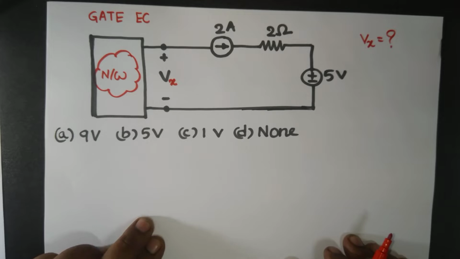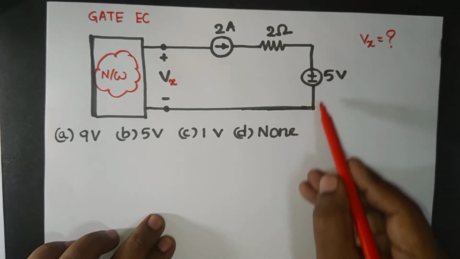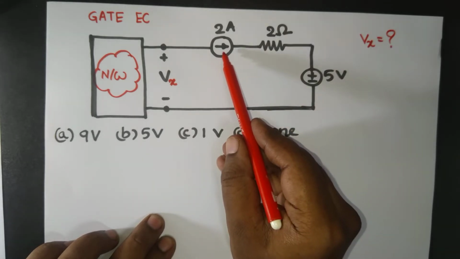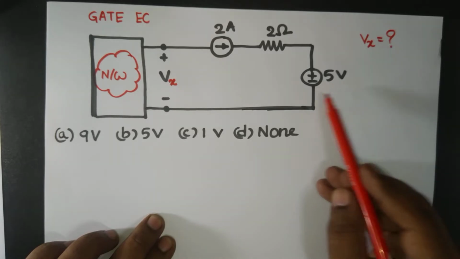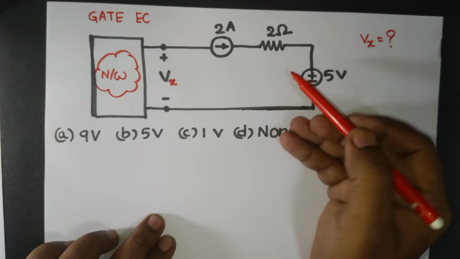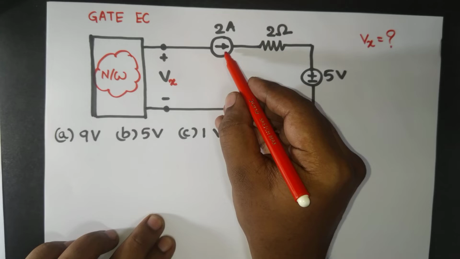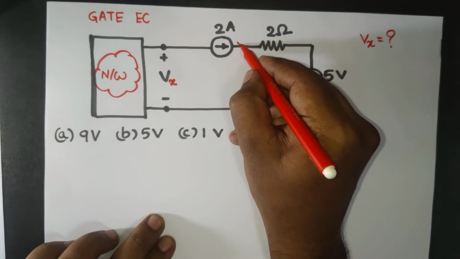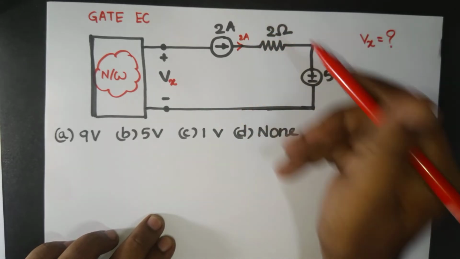Now how do we solve it? You see, in this network we have two sources, right? We have a couple of active sources, a 2 ampere current source and a 5 volt DC voltage source, and we have a passive component whose value is 2 ohms. Now in this case, this 2 ampere source current will act as a branch current.